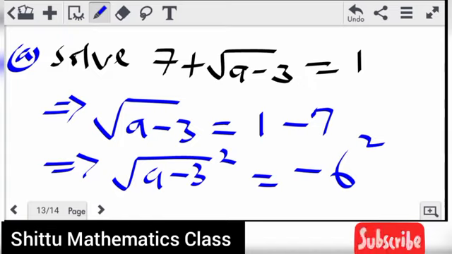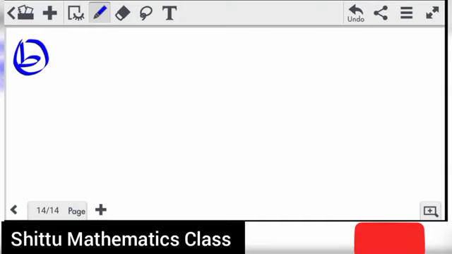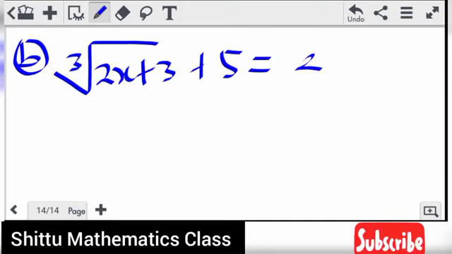Okay, so let's go for that. Let's say we have b, another equation. Now we are going to apply the same thing. This is actually another radical equation, but this one has a cube root, and you can see that we find our unknown, x, under the radical sign.